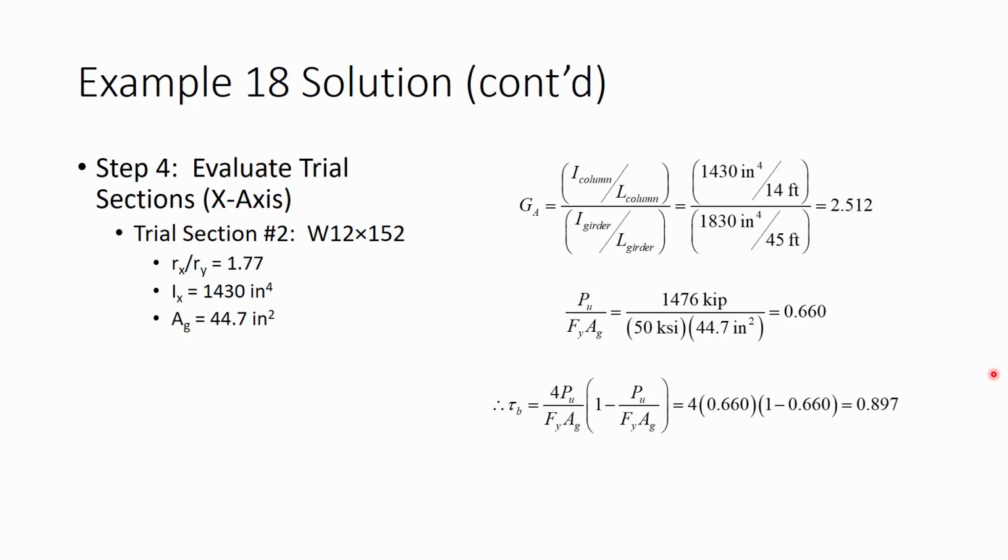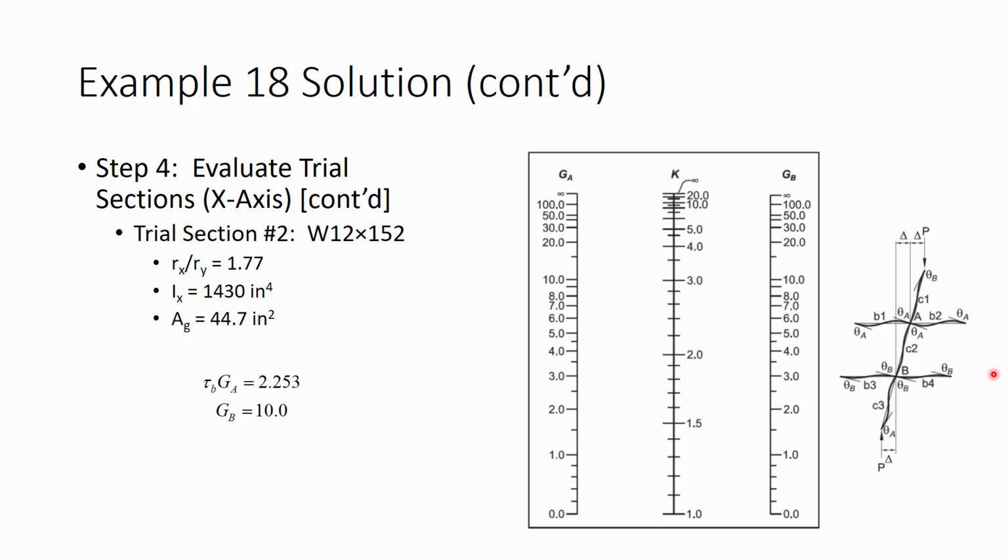It comes out a little higher, a tau value of about 0.9, actually 0.897. Then tau G: we take that 0.897 and the 2.512 and chug that out, and we get about 2.25 for tau GA. Again, the GB on the bottom of the column doesn't change. It's still a pin support, so GB at the bottom is still 10. So we take those two values, strike a line, and then we interpolate to see what our K value is.